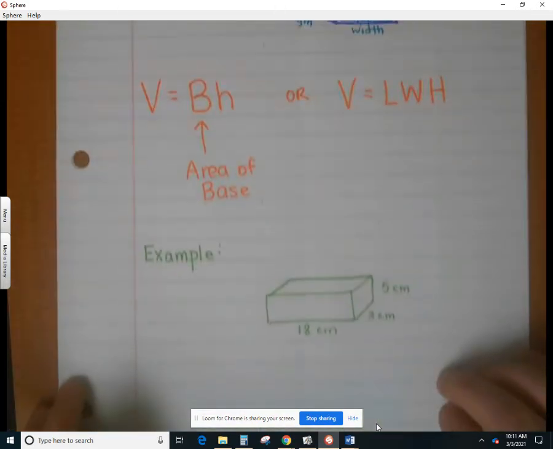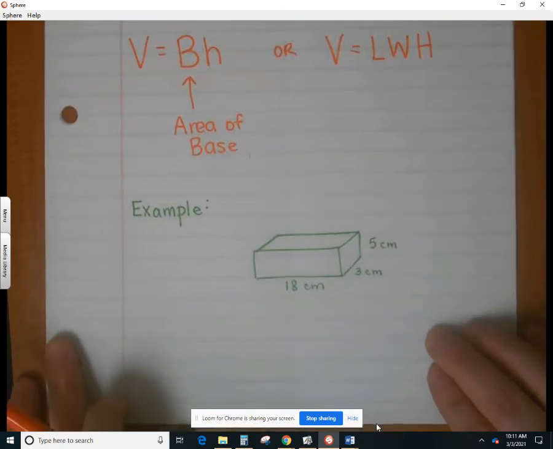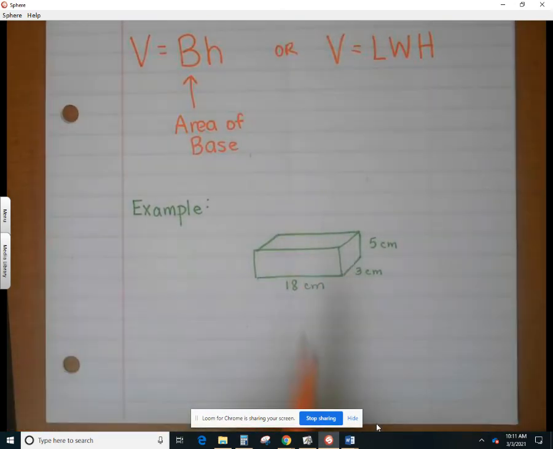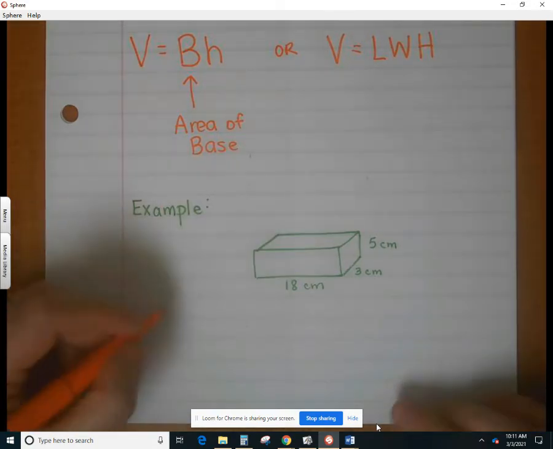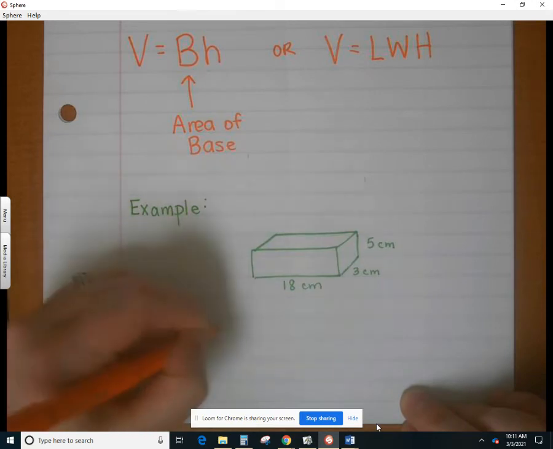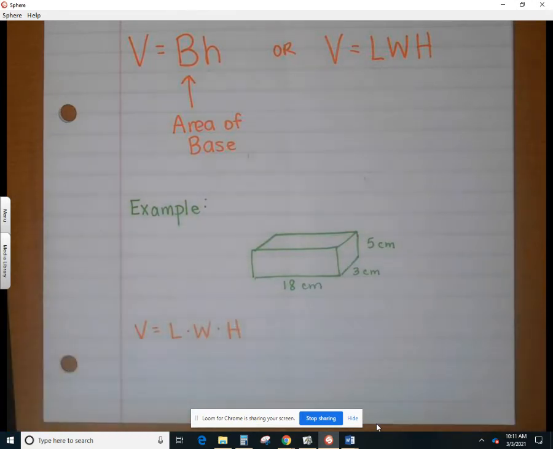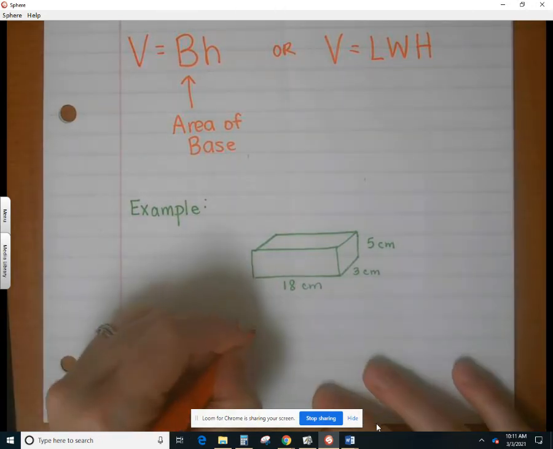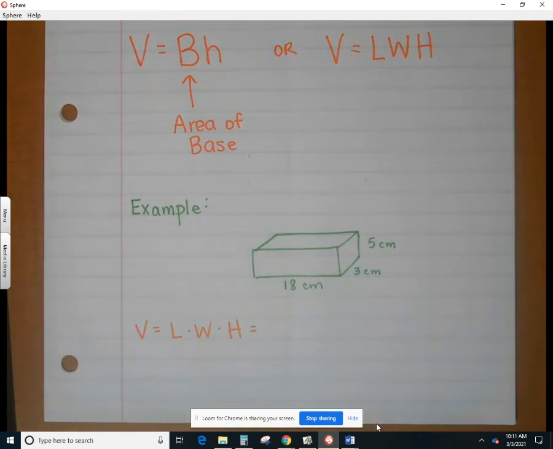Let's look at an example of how this would work. So here we have a rectangular prism, just looks like some sort of box, and we want to find the volume. Just like with area, I always want you to start with your formula. And here I'm using dots to show multiplication. Up here I didn't. It doesn't really matter, just as long as you know you're multiplying. Then you can just plug in your numbers. And honestly, it doesn't matter which one you call the length, which one you call the width, and which one you call the height.